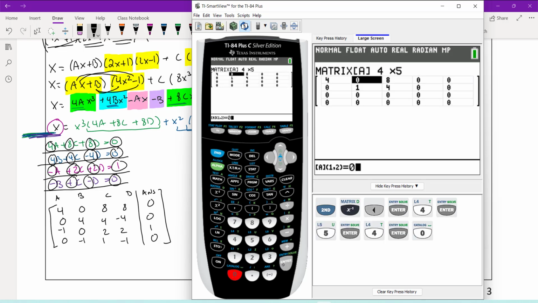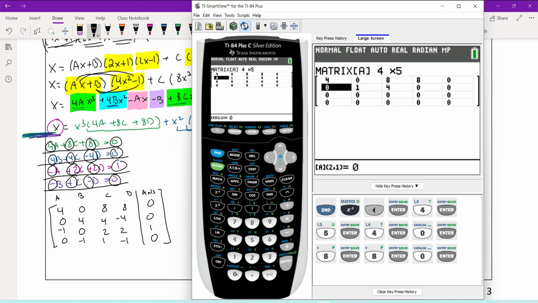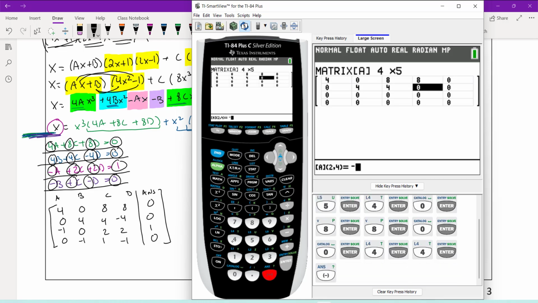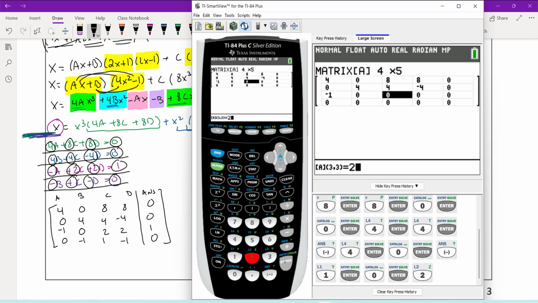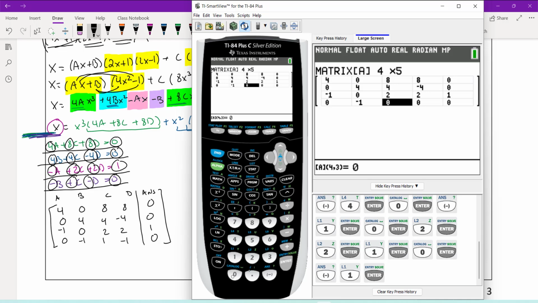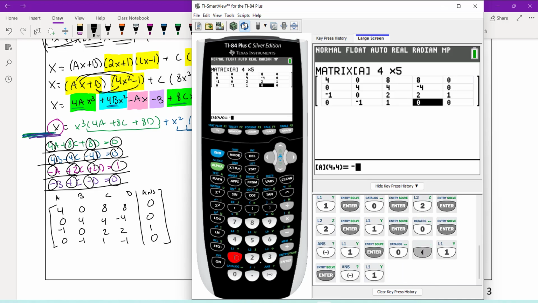4, and then 0, 8, 8, 0. 0, 4, 4, negative 4, 0. Negative 1, 0, 2, 2, 1. And finally 0, negative 1, 1, negative 1, and then 0.